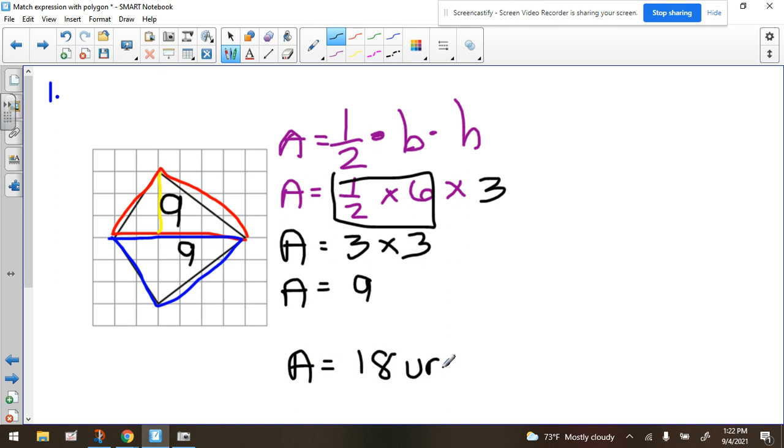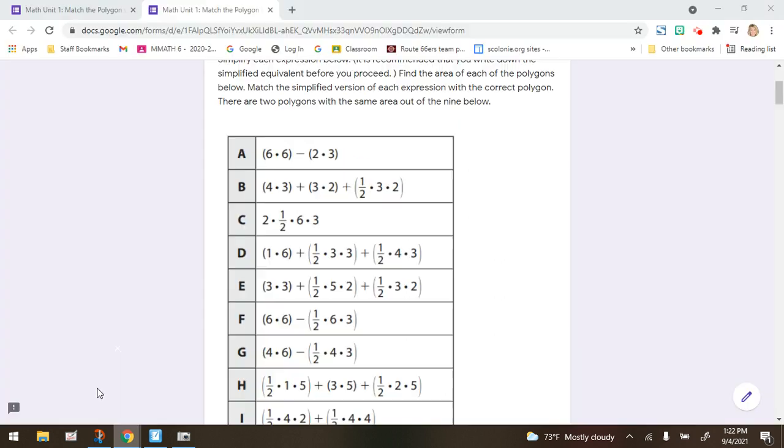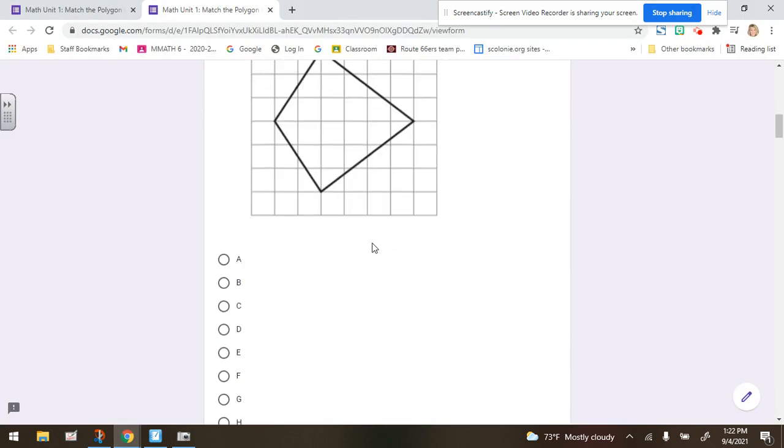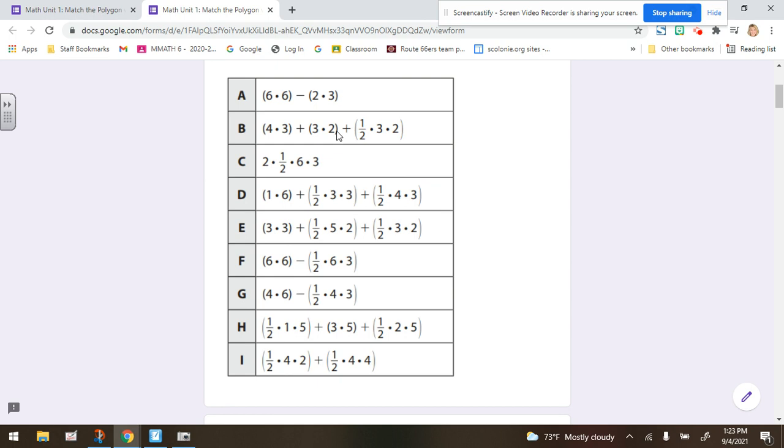Now what we would want to find is which of the expressions from the assignment actually equals 18. Now I just want to give you a heads up. There are actually 2 expressions here that will equal 18. So if you choose either one of them, and I'm not going to tell you which ones they are, either one of them will give you the correct answer.